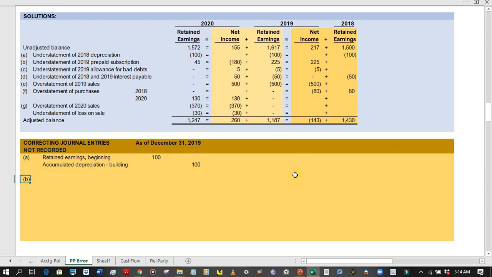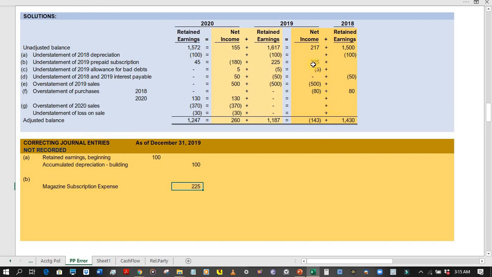So based on our table, only net income has an adjustment. So there is no adjustment in 2018 retained earnings. So it means that increasing net income by 225 requires a credit to a nominal account. So that will be related to prepaid subscription. So that is magazine subscription expense for 225 pesos. So that is to decrease magazine subscription expense in order to increase the net income by 225.